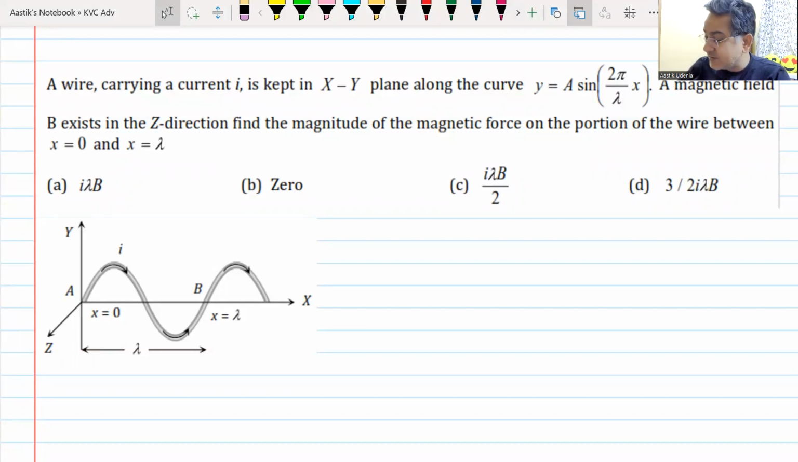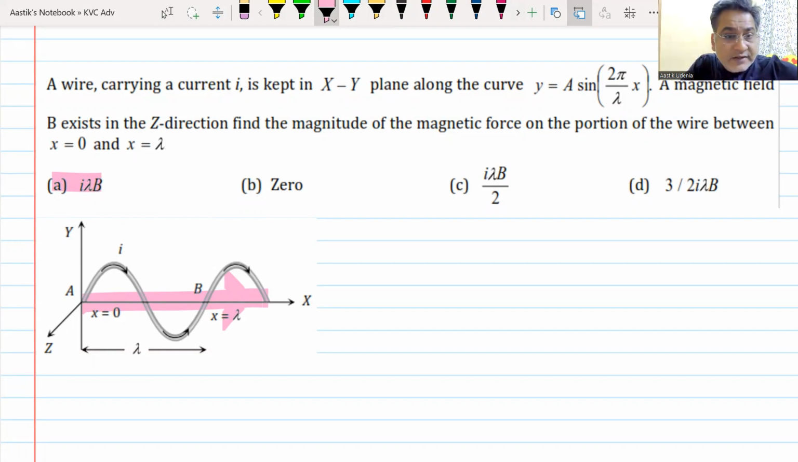Option A is the correct answer. What you have to do is nothing but join it like this. Whatever is the force on this straight wire, which has a length of lambda, that is the force on that curved wire. I lambda into B is the answer. Everyone understands this? Yes or no? Yes, sir.